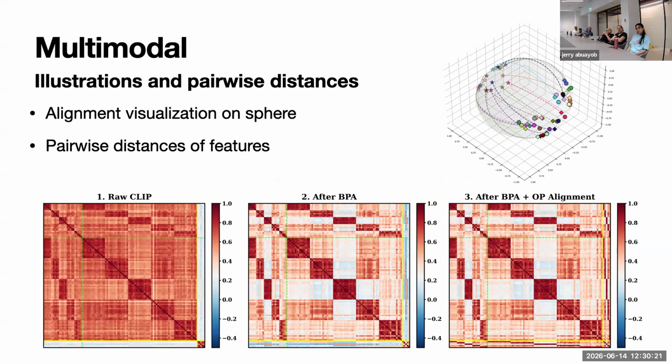So the top figure is an alignment just on a sphere, but this is an interesting figure. I really like it. This basically presents the self-pairwise similarities in the set. The raw CLIP features on the left-hand side, if you can see, there's a little green dotted line. Gigi, that's your question from before.